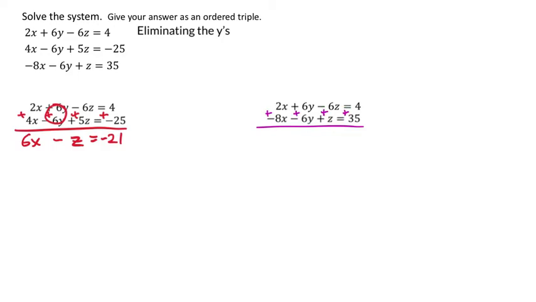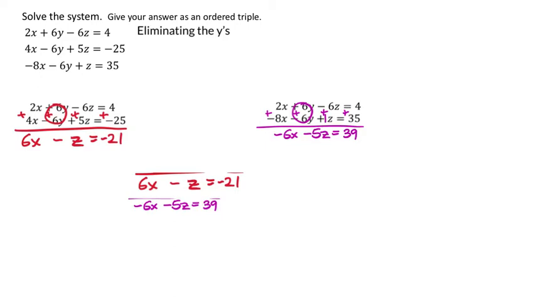2x's plus negative 8x's would be negative 6x's. The y's, 6y minus 6y, zero out. Negative 6z plus 1z would be negative 5z's. And that would equal 4 plus 35, which is 39. So these two equations that we have in red and purple, I can now use to create a system of equations.